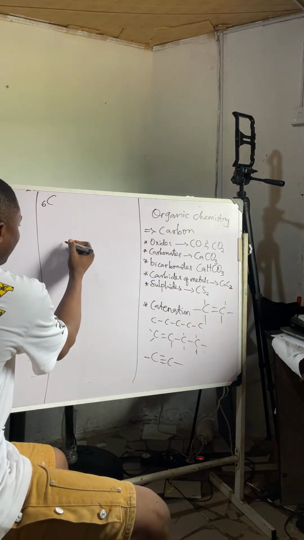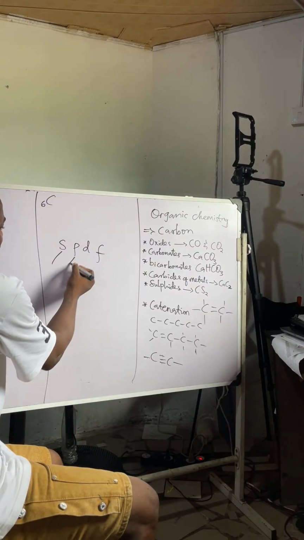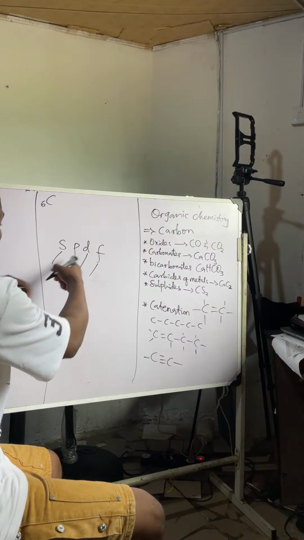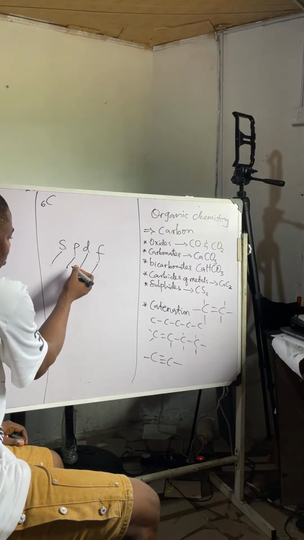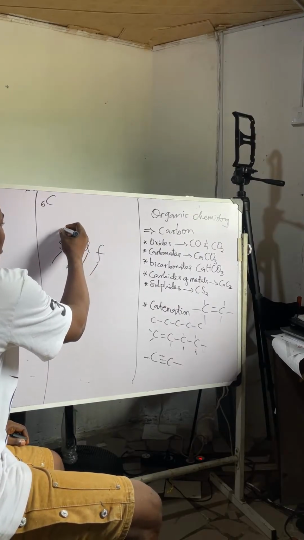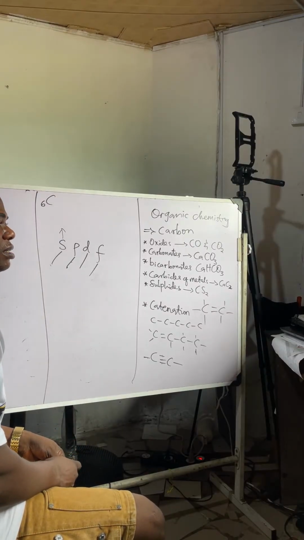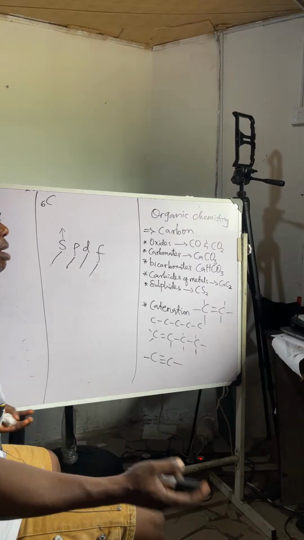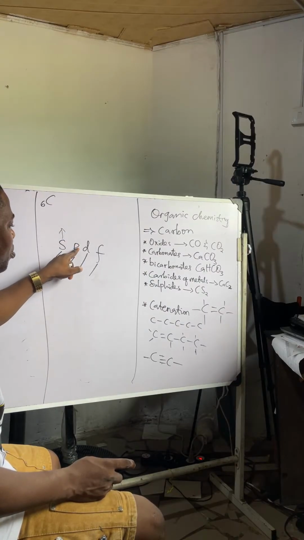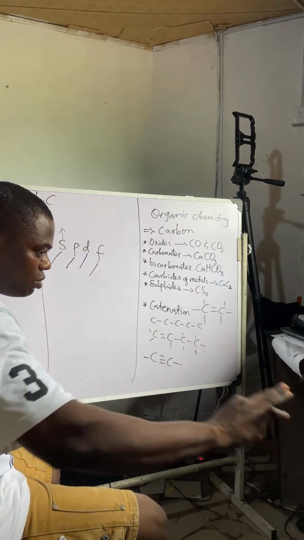This is not the first time you have heard of SPDF. SPDF: sharp, principal, diffuse, fundamental. Are you seeing it now? This is what the letters stand for. But you now know that there is a shape for the s orbital. There is even what we call nodal plane and nodal surface. We talk about the nodal surface where there is no probability of locating an s electron, and the nodal plane where there is no probability of locating a p electron. But please don't worry, just keep those aside.